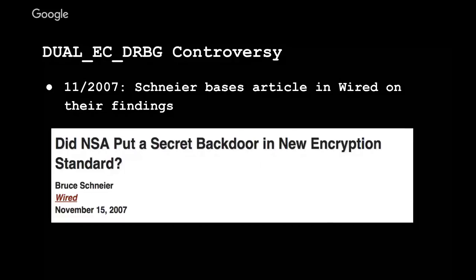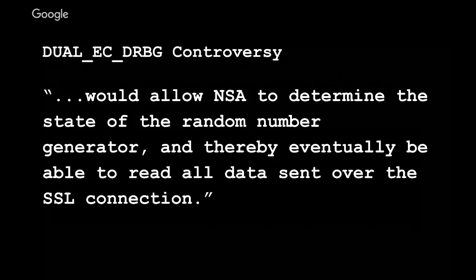All of a sudden, it's not just, is there a mathematical weakness in this algorithm? It's being stipulated that the NSA deliberately put this weakness into the algorithm so that they would be able to figure out the output of it, which is a much bigger deal because it has severe privacy implications if the NSA is deliberately putting a backdoor into something that's used as a national standard for encryption. And in the article, he said that this weakness would allow the NSA to determine the state of the random number generator and thereby eventually be able to read all data sent over the SSL connection. So obviously this is getting pretty problematic.